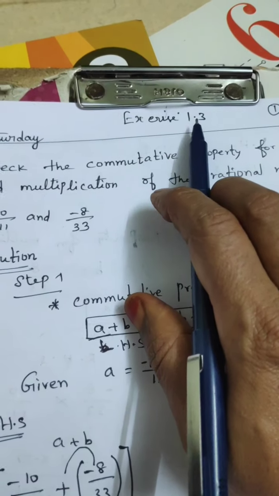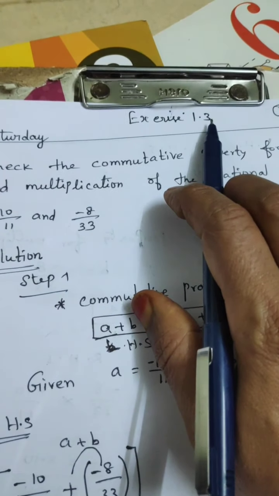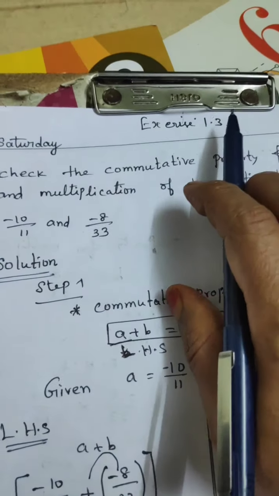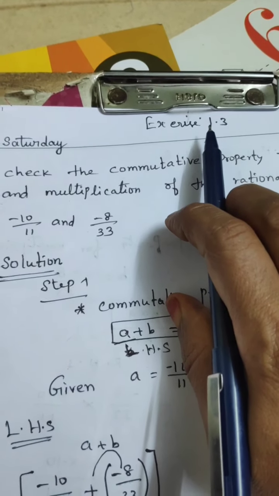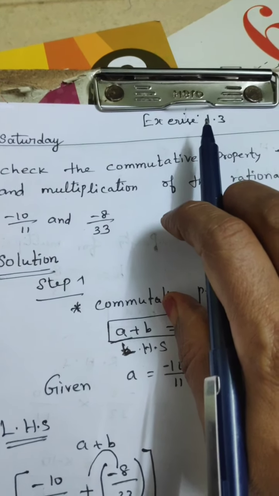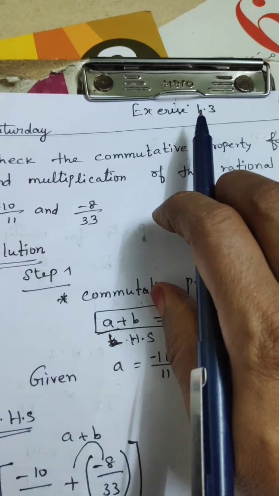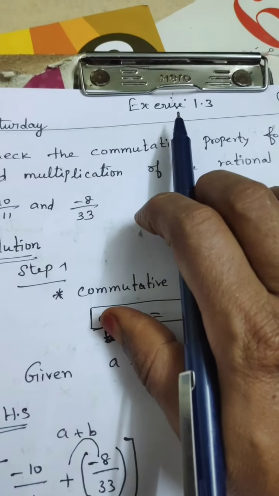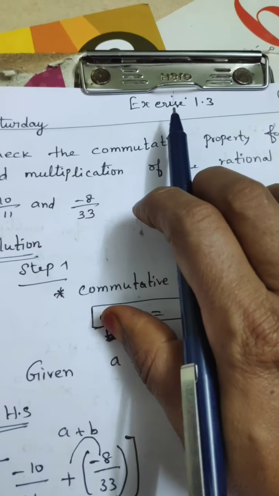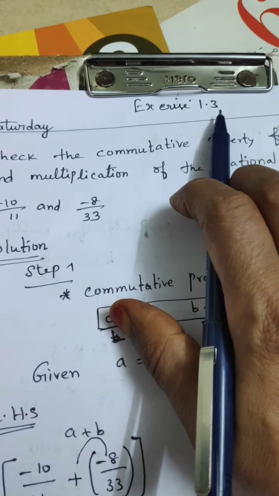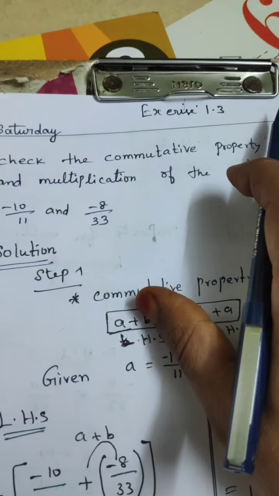All the students listen. 1.3 must be written; 1.2 next class only. That new syllabus has only one book for you. For 8th standard, only one Maxx book, not Term 1, Term 2, Term 3 and all. So, as per the new syllabus, now you write exercise 1.3. 1.2 I will take next class. Okay.